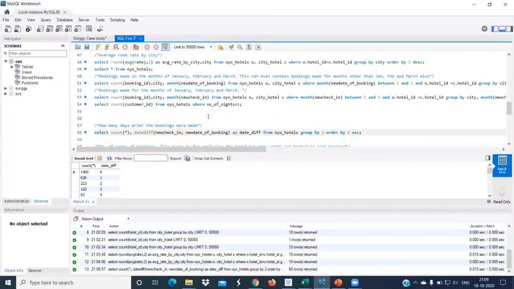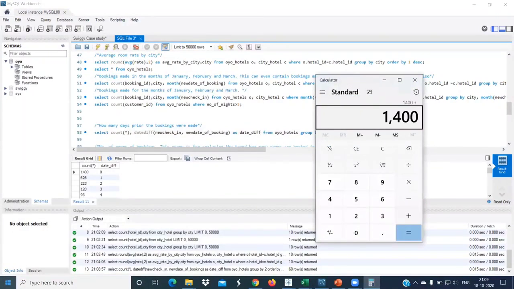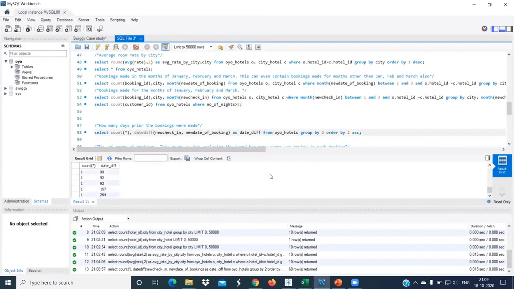which is a concrete evidence that 50% of the bookings were made only on the day of check-in. And if we add up 1400 plus 626 plus 223 plus 120, we can also conclude that nearly 81% or 82% of the bookings were made with less than 3 days notice. Just one booking was made with 264 days notice.